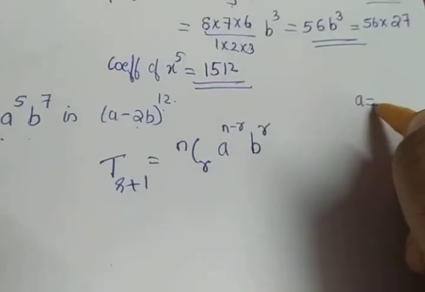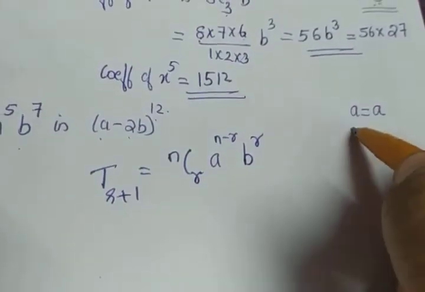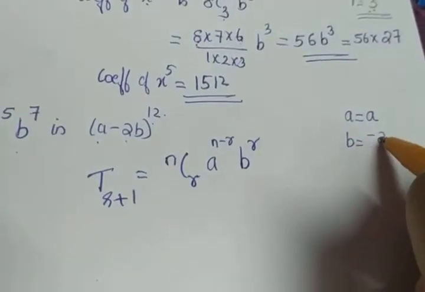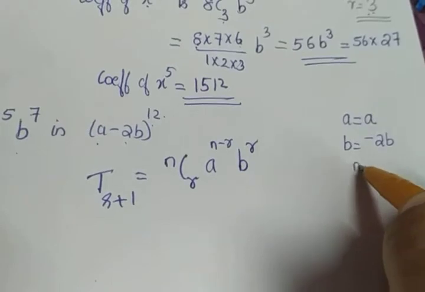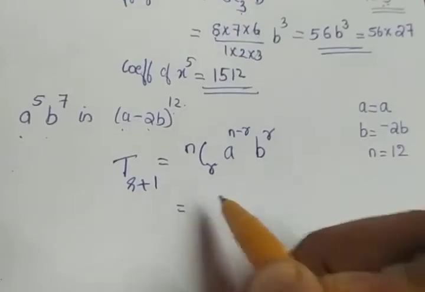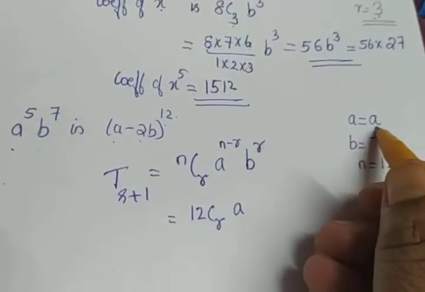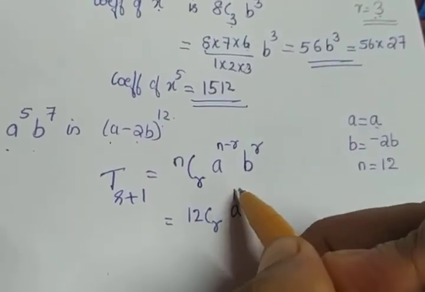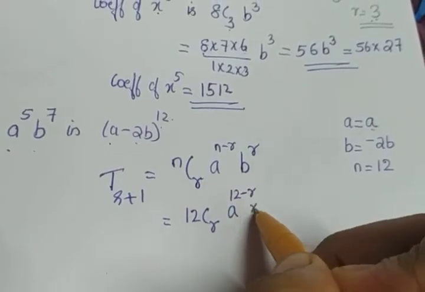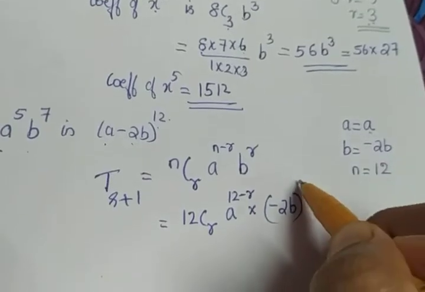What is a? A is a itself, the first term in the bracket. What is b? B is the second term including the sign, so it is minus 2b. And what is n? N is equal to the power, which is 12. So substituting the values, what do I get? 12Cr, a raised to n minus r, which gives 12 minus r, into b raised to r, where b is minus 2b, the whole raised to r.